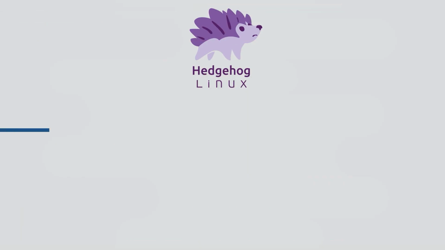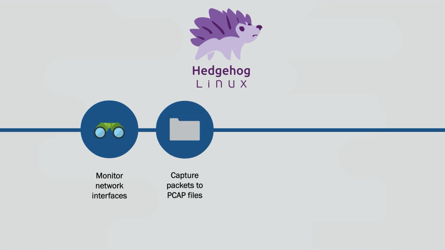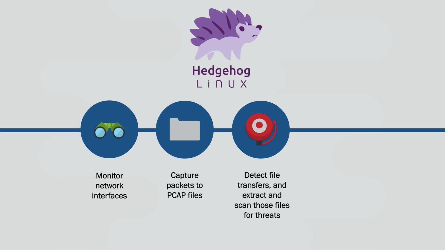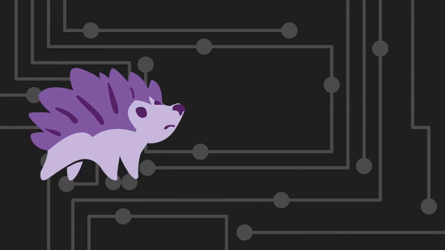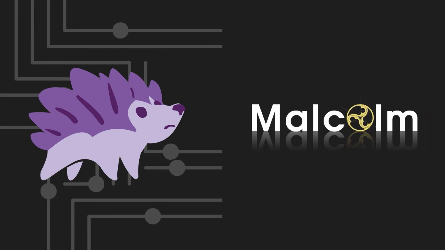Hedgehog Linux is an operating system designed to monitor network interfaces, capture packets to PCAP files, detect file transfers in network traffic and extract and scan those files for threats, and generate and forward Zeek logs, Arkime sessions, Suricata alerts, and other information to Malcolm. In other words, installing Hedgehog Linux turns a computer into a dedicated network sensor for use with Malcolm.